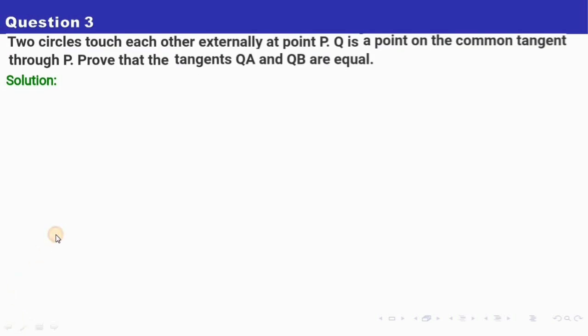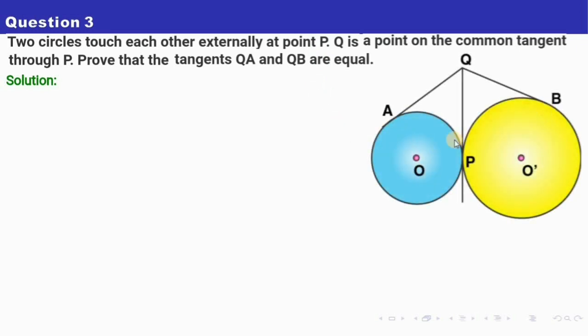Okay, let's have a look at the third question. The question says two circles touch each other externally at point P. So there are two circles which touch each other externally at point P. P is the point of contact. Now Q is the point on the common tangent through P. So through P you have to draw a tangent which is common to both the circles. That means this will be the tangent, right?